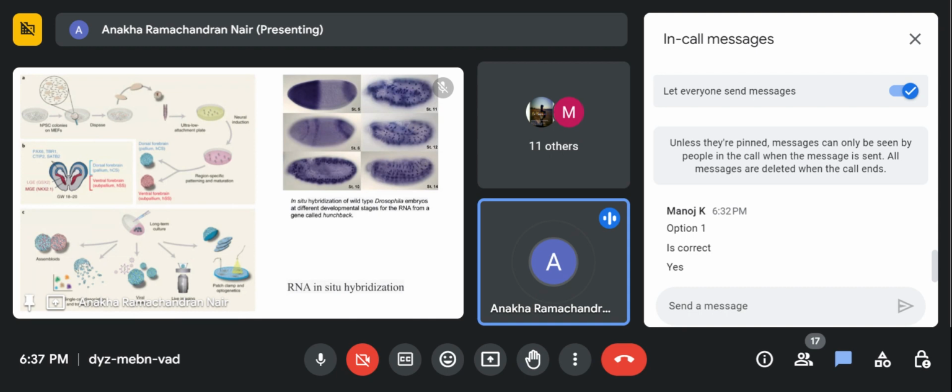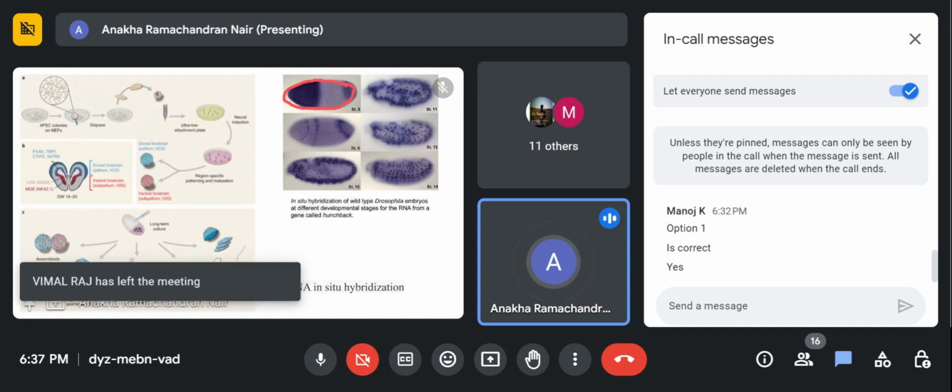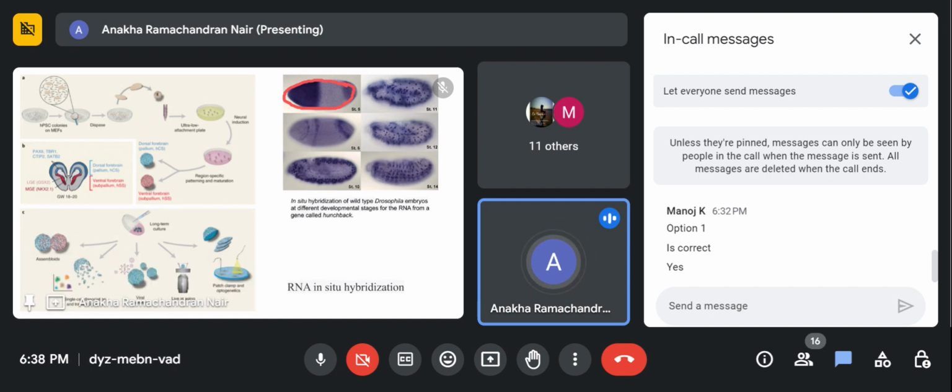Okay, so this is a Drosophila embryo at different stages of development. What you can see is you have probed the gene called hunchback. So wherever you see this dark purple is where the RNA is. As the embryo grows, you're seeing in which cells or which part of the embryo this RNA is active or this gene is active. So that is what RNA in situ hybridization means.